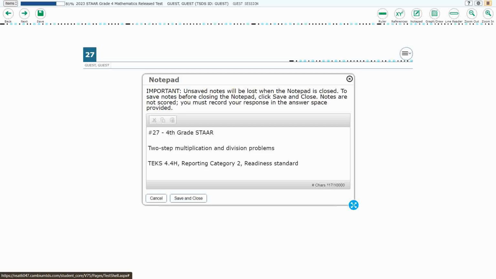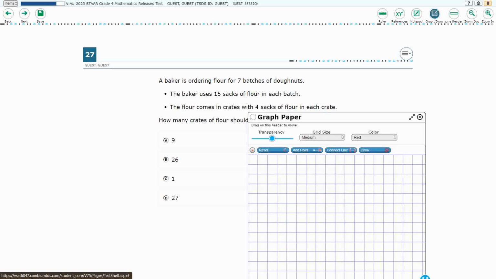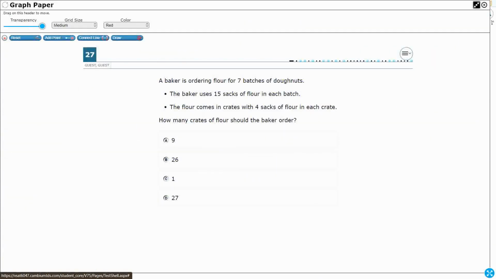For number 27, we are looking at two-step multiplication and division problems. This is TEKS 4.4H, a write-in, which is standard in reporting category 2. So we have a baker ordering flour for 7 batches of donuts. The baker uses 15 sacks of flour in each batch, and then the flour comes in crates of 4 sacks in each crate. Okay, so that's a lot of numbers there. I'm not sure what to do, so we need to draw a picture.